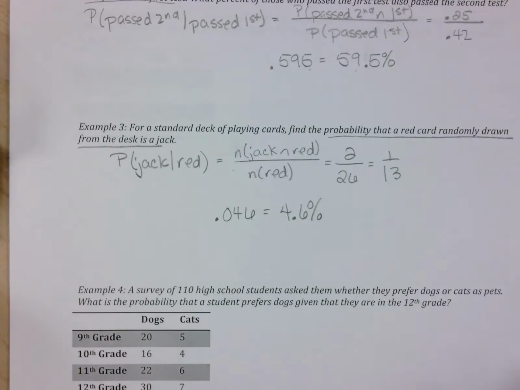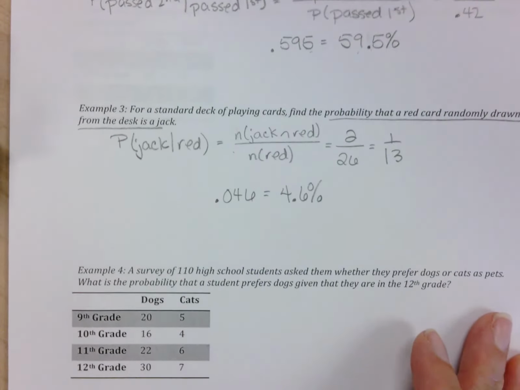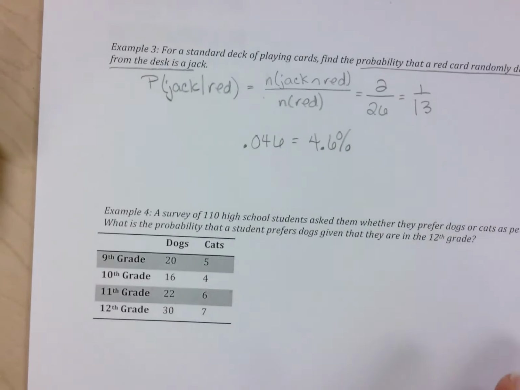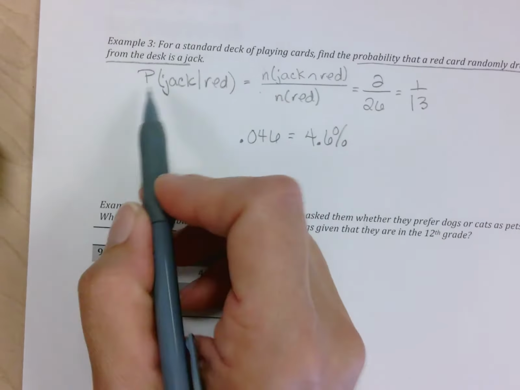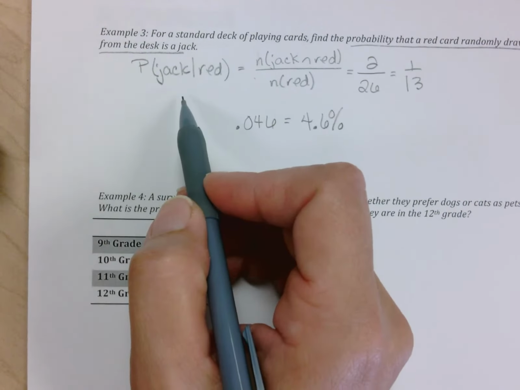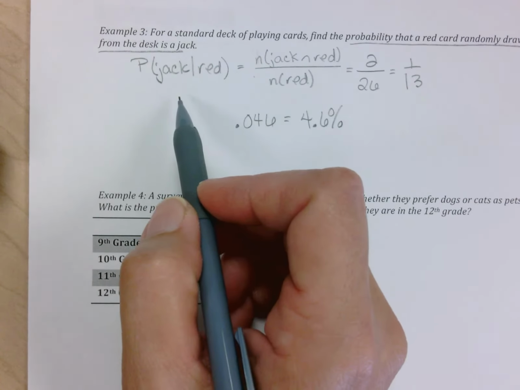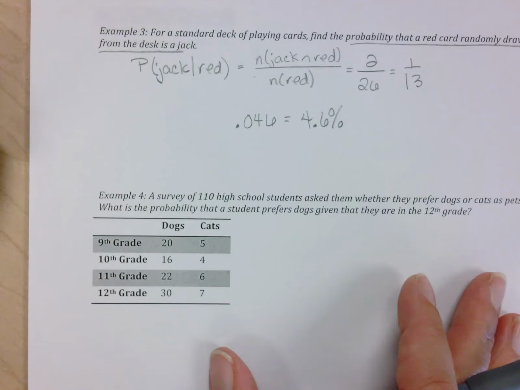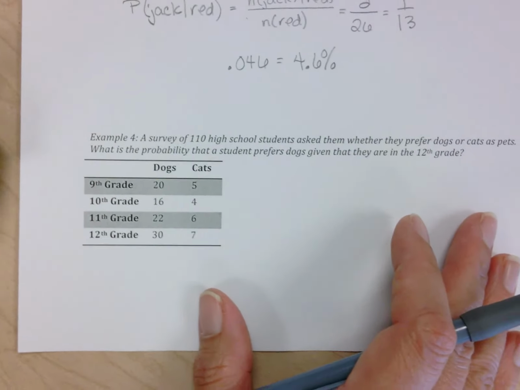4.6%. Take the time to make sure you understand which event happened first and which event happened second in order to write that probability statement, because everything revolves around if that probability statement is written correctly. If that probability statement is incorrect, your entire problem is just going to go downhill from there.